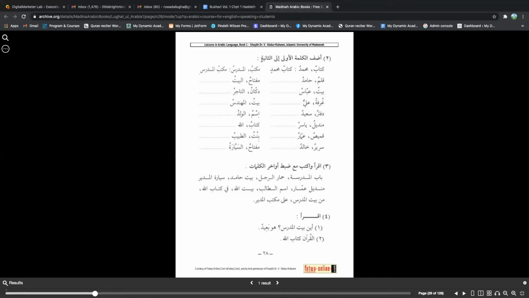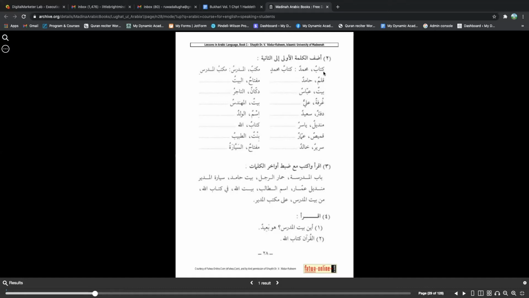And you see, thaniya also has a ta marbuta. If it was masculine, it would be al-thani. Because kalima is a feminine word, it has to be al-thaniya. We just add a ta marbuta. And what it means is literally add, or combine: adif al-kalimat al-ula ila al-thaniya.